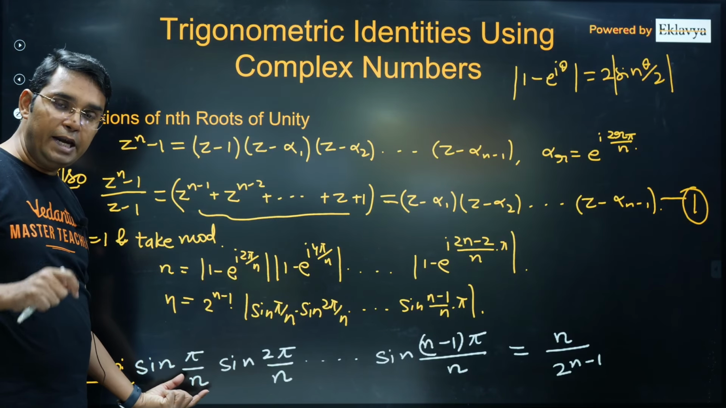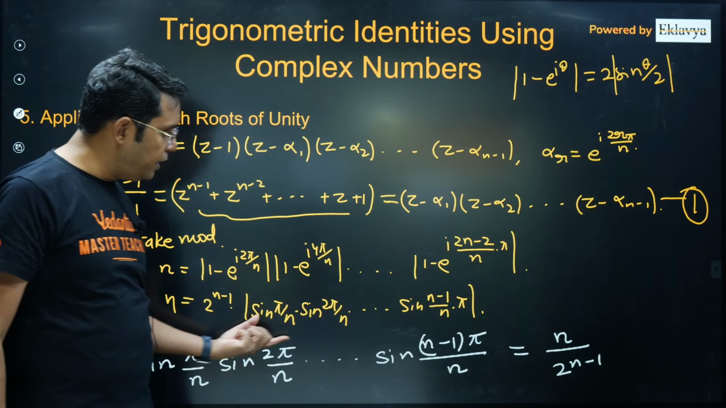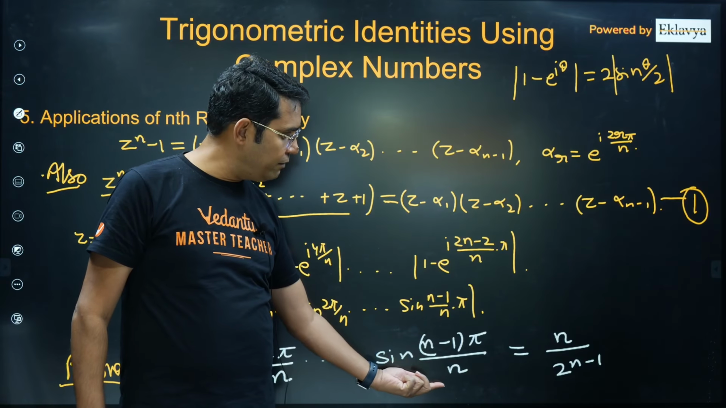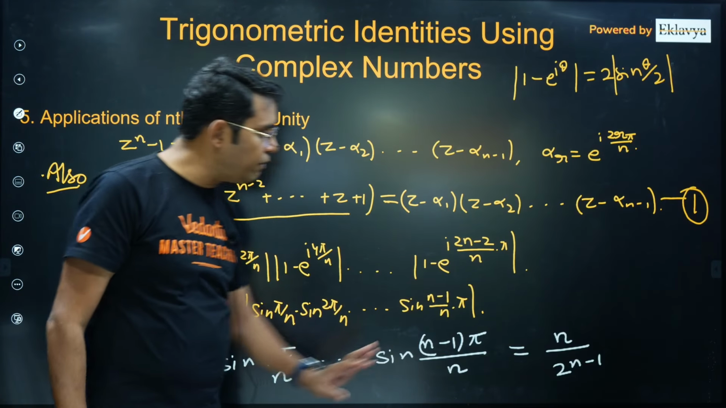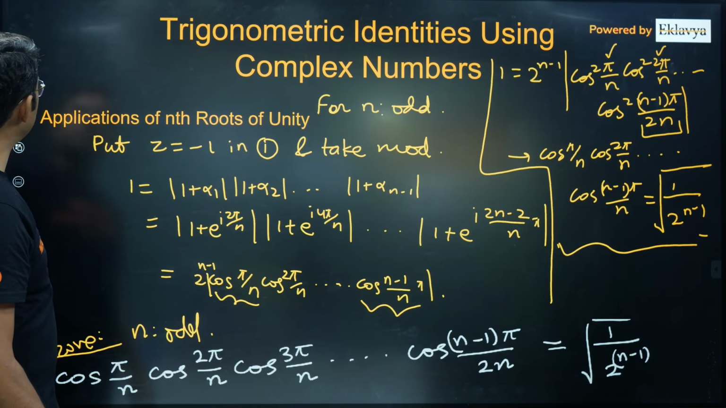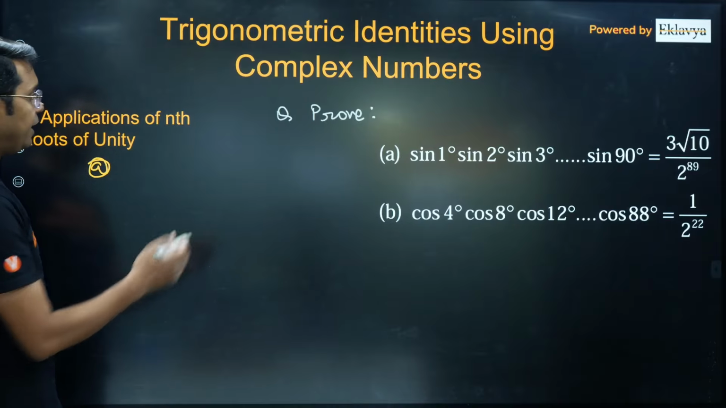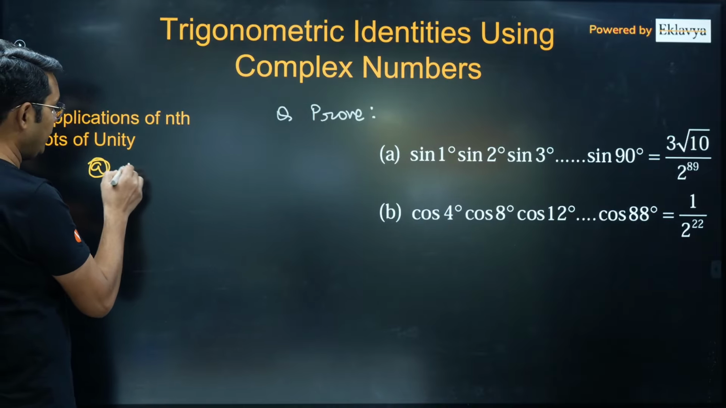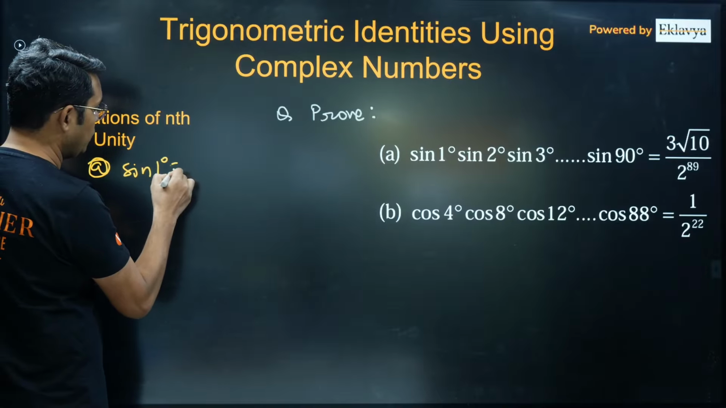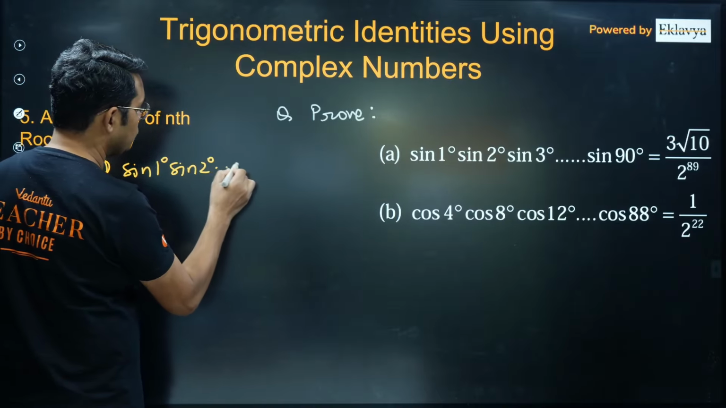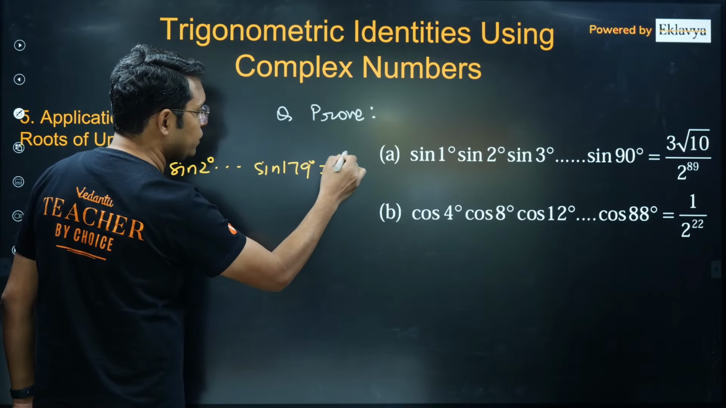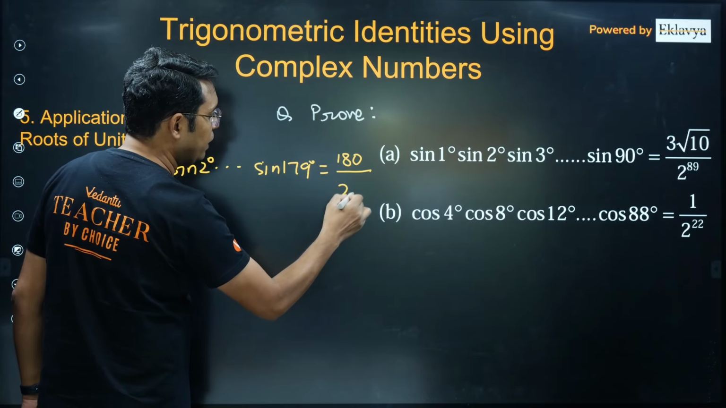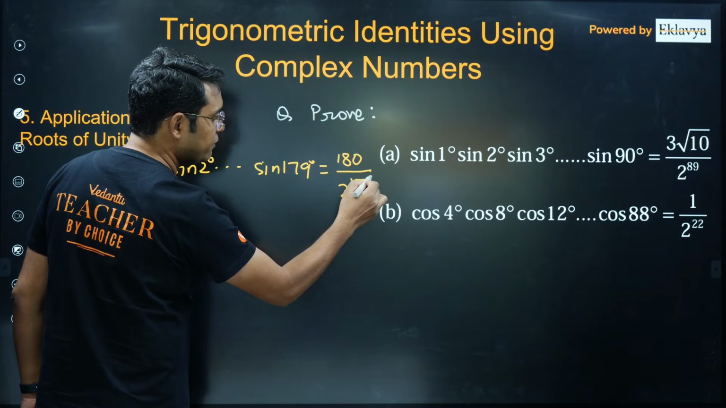I think pi by 180 will be 1 degree, then sine 2 degree, sine 3 degree, and so on up to sine 179 degree, and that will be equal to 180 upon 2 power 179. So you can see this question can be done directly. This sine 1, sine 2, and so on, sine 179 degree will be equal to, as I told you, n upon 2 power n minus 1, with n as 180.